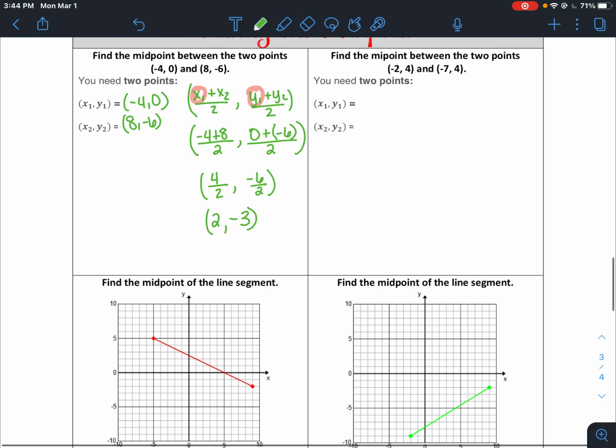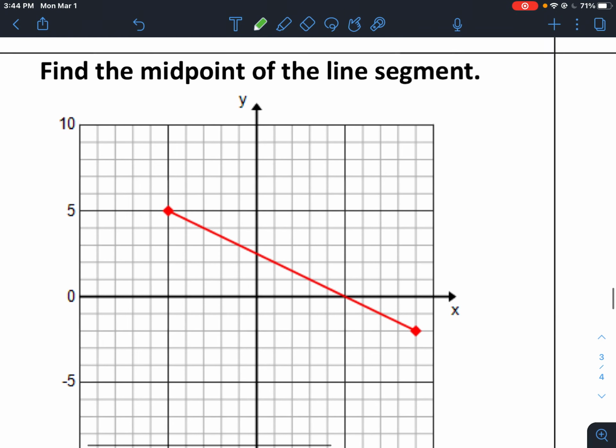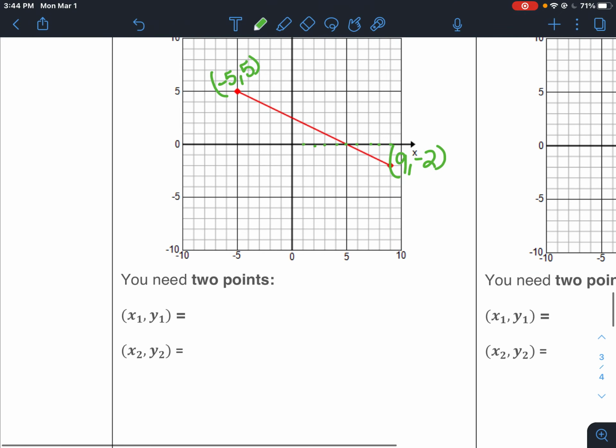Number 2 is the exact same. Let's look at one that's maybe a little bit different. So for this one, we need to find our 2 points. Okay, so let's see, we went back -5, we went up 5, and we went over 1, 2, 3, 4, 5, 6, 7, 8, 9, so over 9, and we went down 2. So there's my 2 points. We have x1, y1, -5, 5, and x2, y2 is 9, -2.